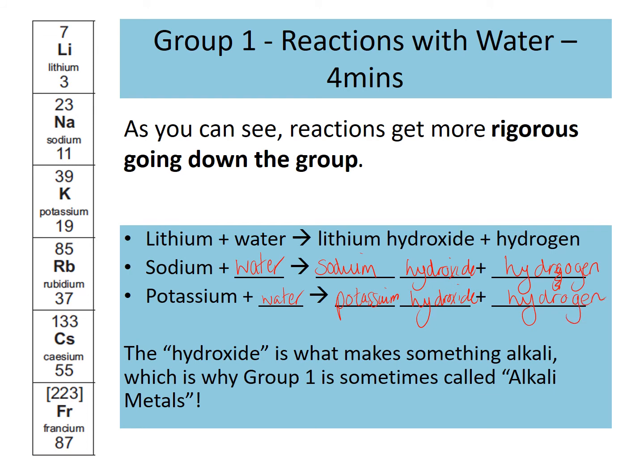Okay, and the hydroxide is what makes something alkali. So if you remember from the beginning, we said that group 1 metals are called alkali metals. This is where they get their name from. So I'm going to give you 4 minutes. You may pause the video and you can copy down all the information that you see in the blue boxes and press play when you're ready.